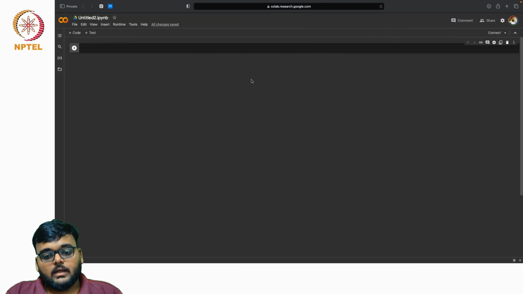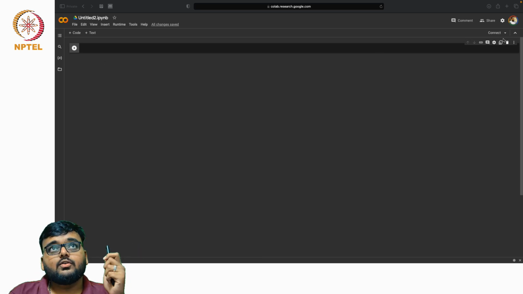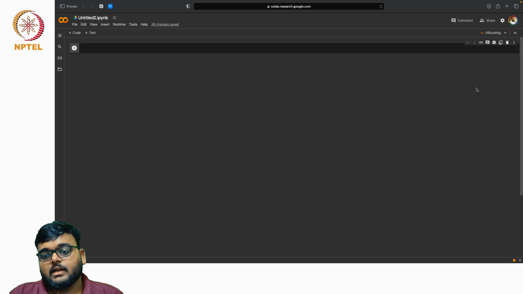So if you log in, you will get this kind of notebook here. You just have to connect it. Google will allot you RAM and memory to work with. So what will we be using? We will be using two libraries here.